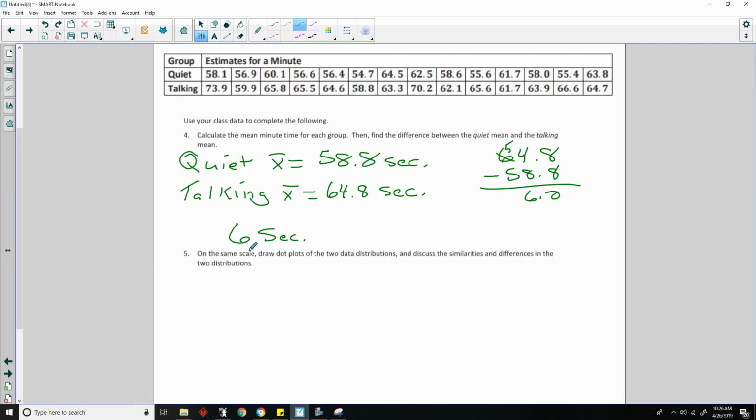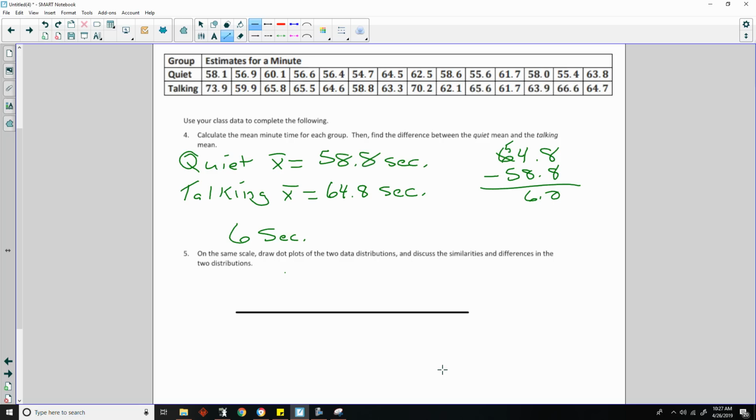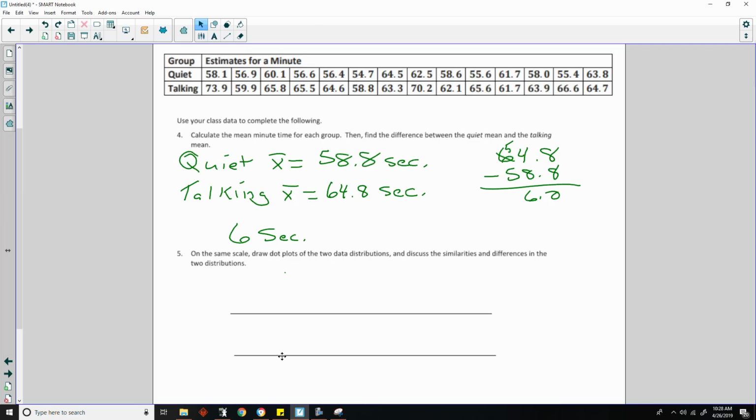Number 5 says on the same scale, draw dot plots of the two data distributions and discuss the similarities and differences in the two distributions. Okay, so here we go. I'm going to choose a straight line segment and draw right there. That's a little thick, let me thin it out. Let's go right there and give it some room. Line them up the best I can. That looks pretty good.